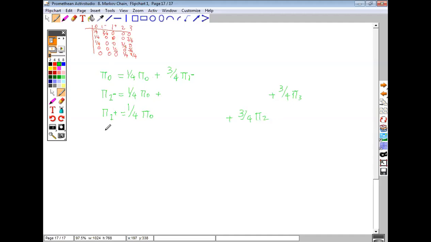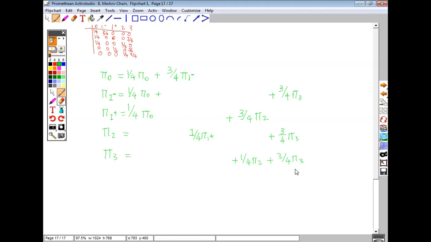And then again, you will write the same equation for pi 2. This is laborious, but again, this is kind of easy. So you'll have 1 by 4 pi 1 plus, and then plus 3 by 4 pi 3. And for the last state, basically 1 by 4 pi 2 plus 3 by 4 pi 3.